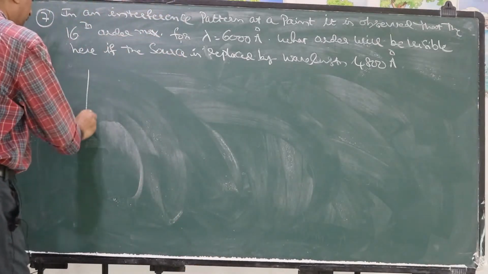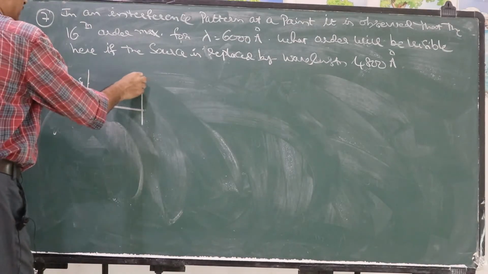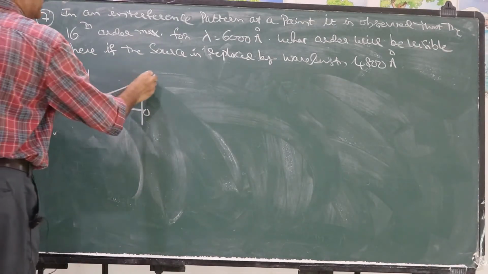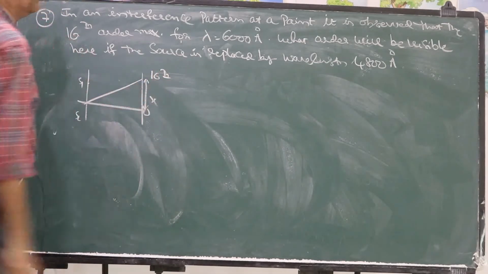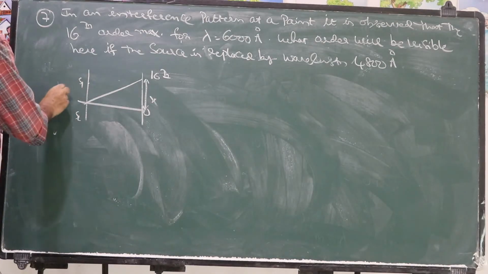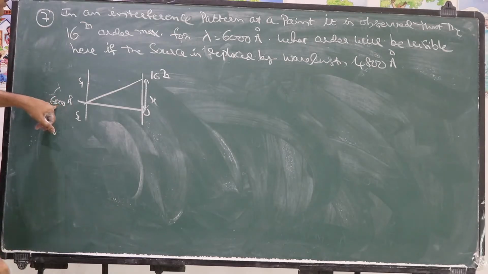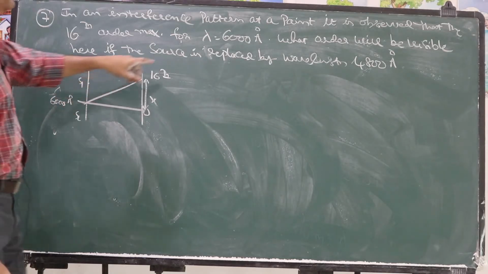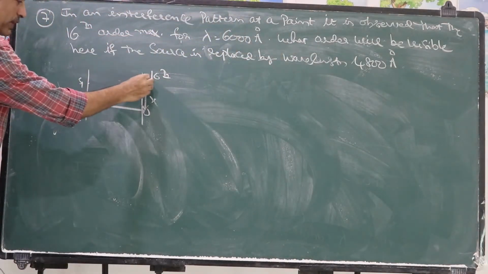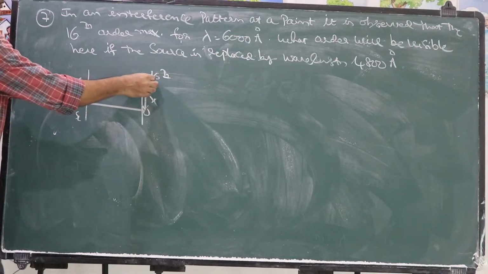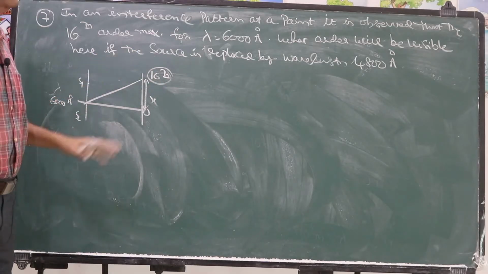That means same experimental pattern like this, S1 and S2. Now this is the central maximum. Suppose at a particular distance x, we got the 16th order maximum for a wavelength of 6000 Angstrom. Now, if the source of light is replaced by a wavelength of 4800 Angstrom, then at the same point, same distance from the central maximum, what will be the order? That means we get another order at that particular place.